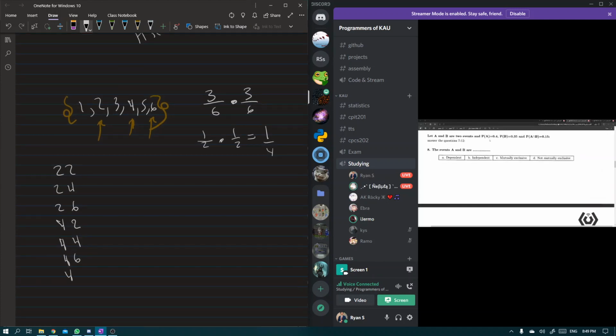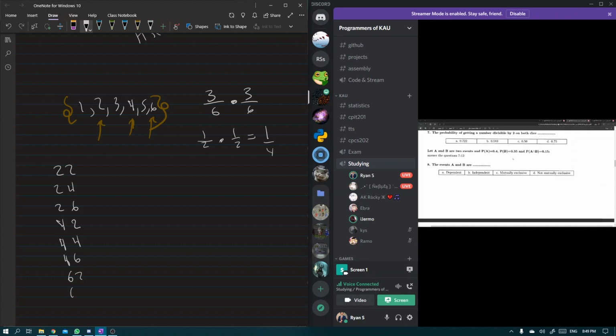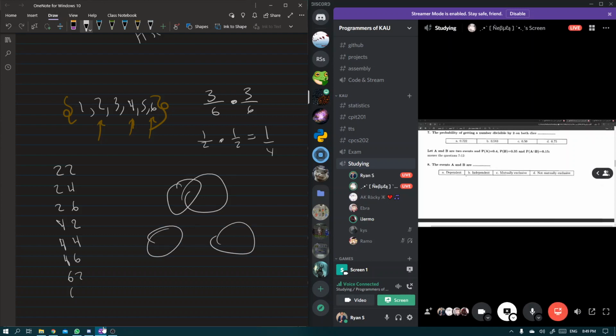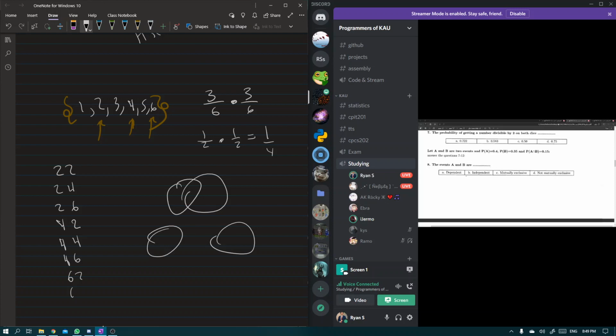Then A and B are 2 events. Okay, and there's an intersection. If there's an intersection, that means they are not mutually exclusive. Mutually exclusive means they can't happen at the same time. Now, if it was dependent or independent, for example, if you're taking balls out of a bag, okay?